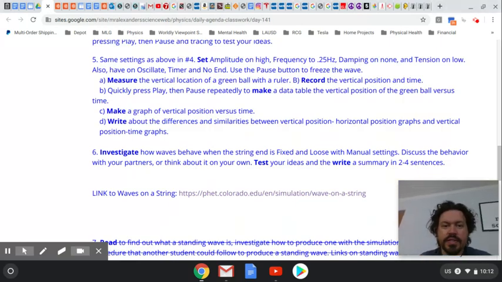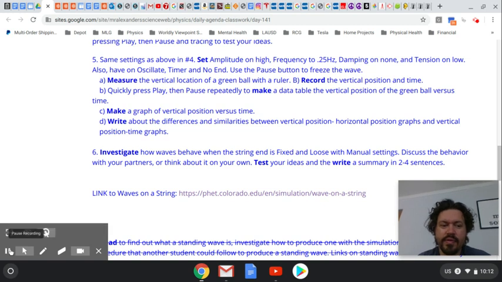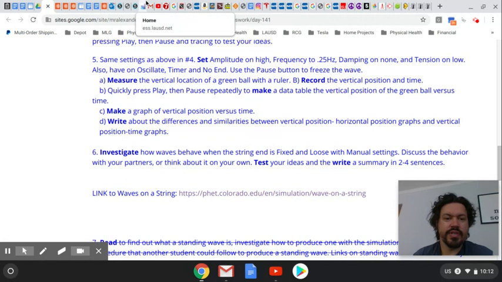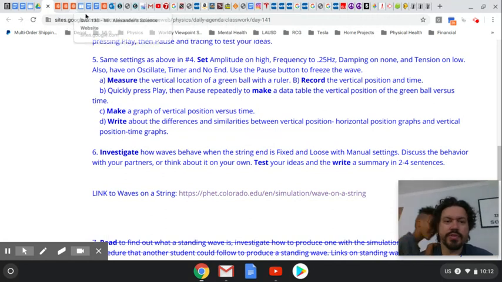Let's see. Last thing for this graph here in number 5. Right, for the graph here in number 5, you can use the rulers to create a position time graph. Oh, you drew one? Good job.